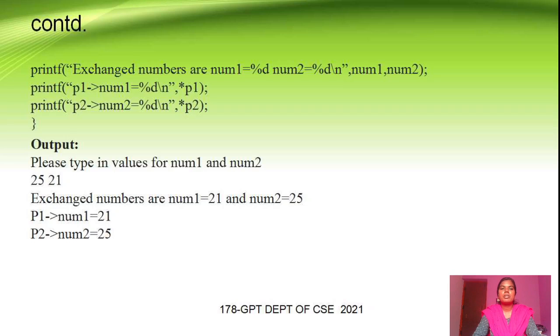The output of this program becomes, first we need to enter the two normal variable values, number1 and number2, as 25 and 21. Then it gives the exchanged numbers, that is number1 is equal to 21, number2 is equal to 25. That means *p1 becomes 21 and *p2 becomes 25. Previously the p1 value was 25 and the p2 value was 21. Now it has exchanged. So the output you will get is p1 value is 21 and p2 value is 25.